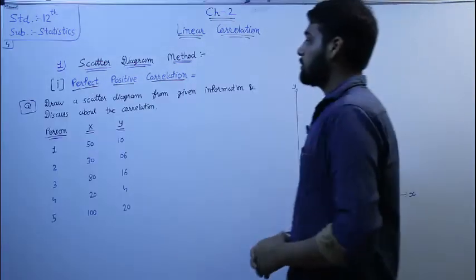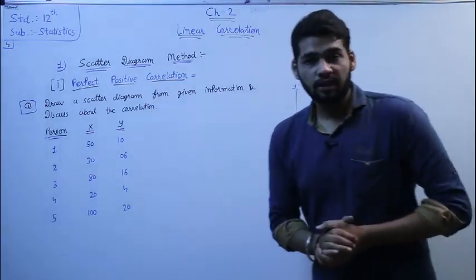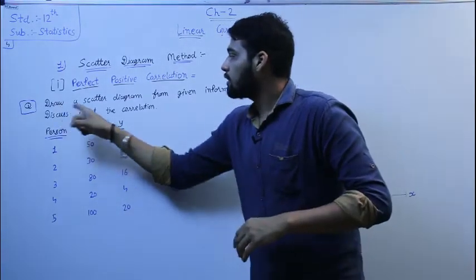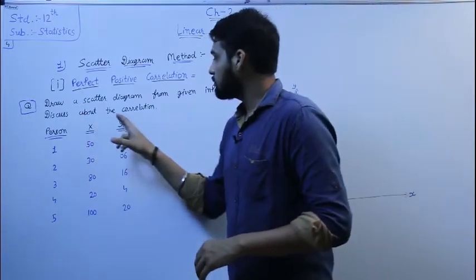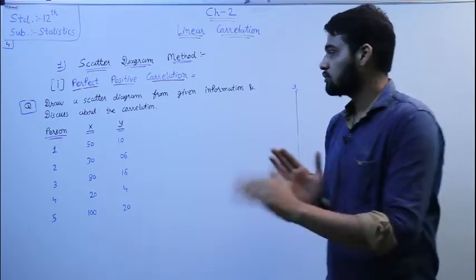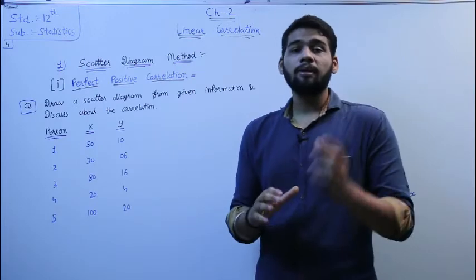Example of the first type of scatter diagram method, perfect positive correlation. First of all we read the question: draw a scatter diagram from the given information and discuss the correlation. That means first we prepare the graph, and after that we mention which type of graph we get.